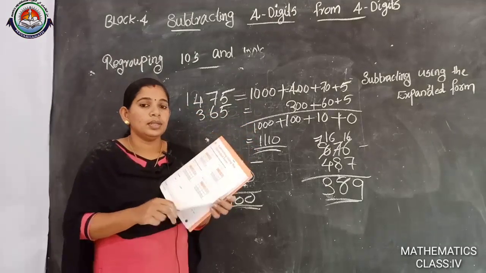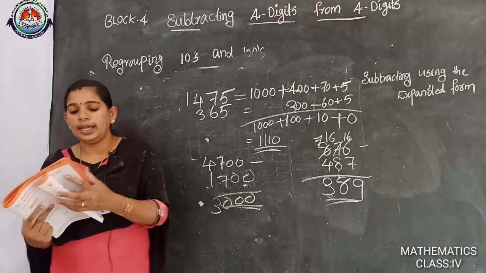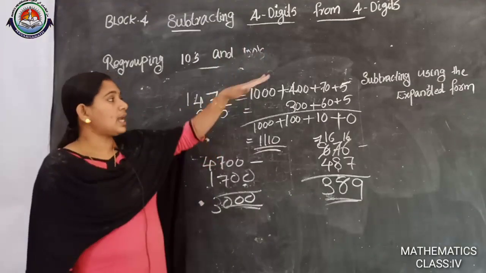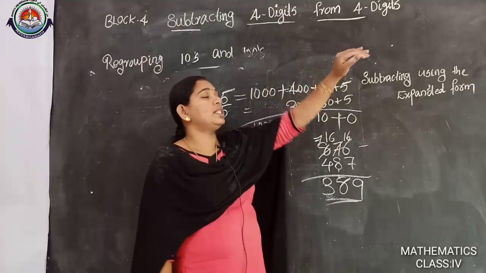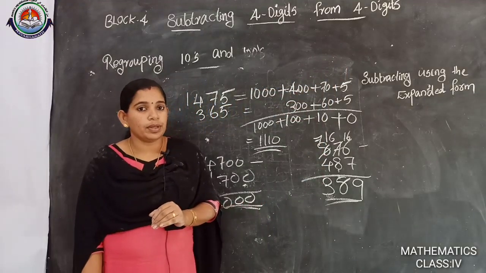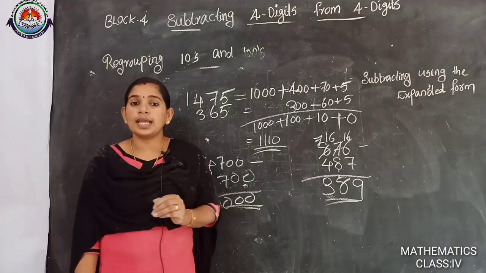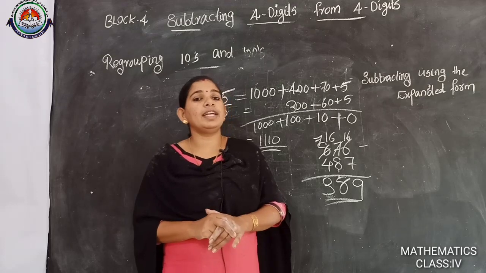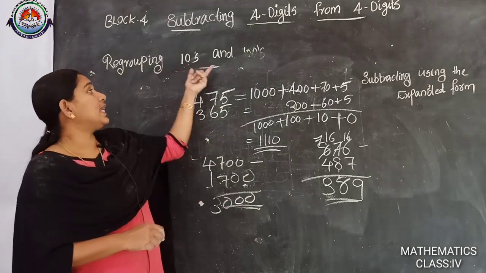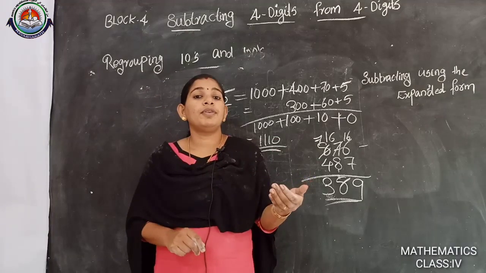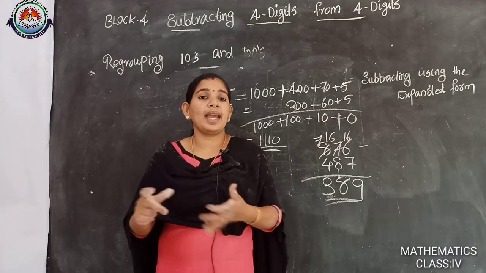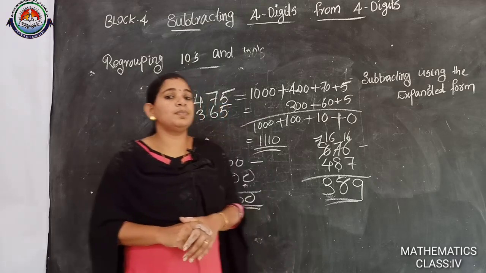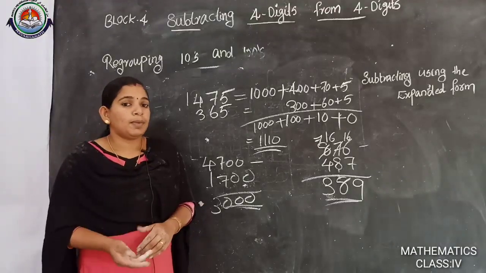Okay. Then today in this chapter we learned subtracting 4 digit numbers from 4 digit numbers. So the first method is subtracting using expanded form. First we expanded the numbers and subtracted. Today we discussed regrouping tens and hundreds. We are taking 1 from tens and 1 from the hundreds place. That is like numbers subtraction. Okay. I hope all understand this portion. We'll do more problems later. Thank you.